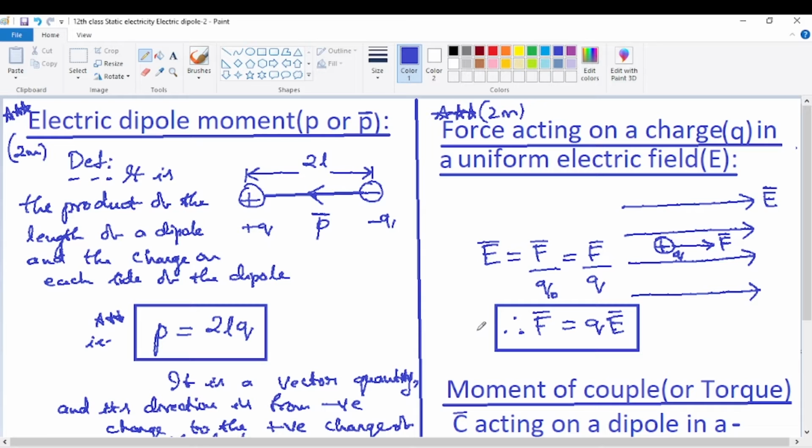So the derivation is actually very simple. Now consider Q to be a positive charge. Then force acting on it is Q into E bar, so in the same direction as the electric field. Whatever is the direction of the electric field vector, same is the direction of the force.